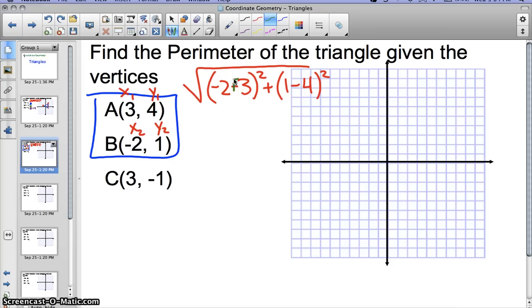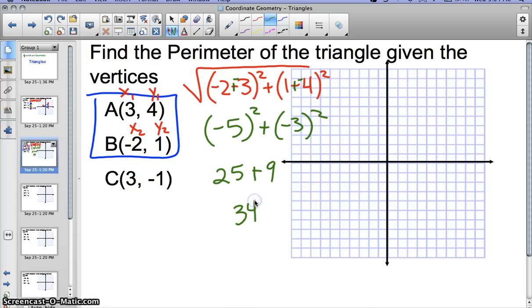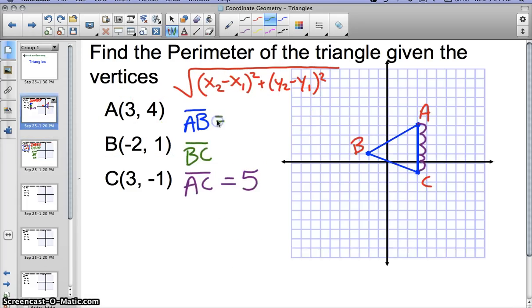Add the opposite. So negative 2 plus negative 3 gives me negative 5 squared plus 1 plus negative 4 gives me a negative 3 squared. So we end up with a 25 plus 9, which gives me a 34. Take the square root, punch in the calculator, and presto changeo, we end up with 5.8. So I'm going to go back to our other slide, jot it down. Now we need to find BC.